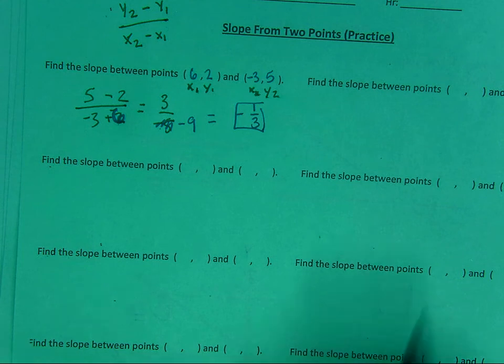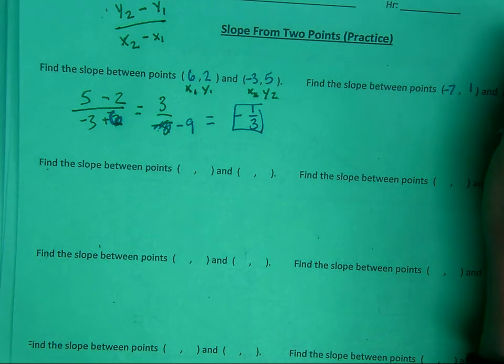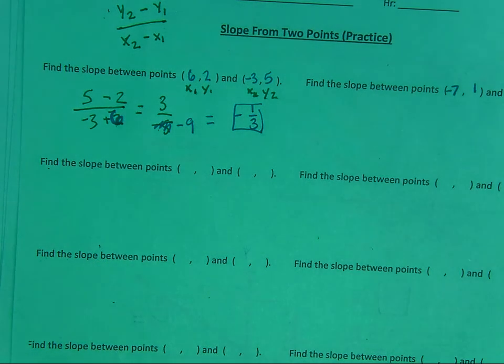All right, since I messed that one up a little bit, we'll do one more together, and then I'll let you try the other ones. So this is going to be negative 7, 1, 0.08.